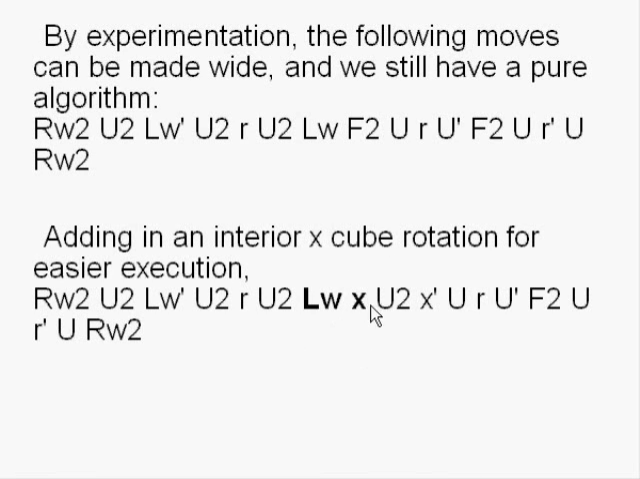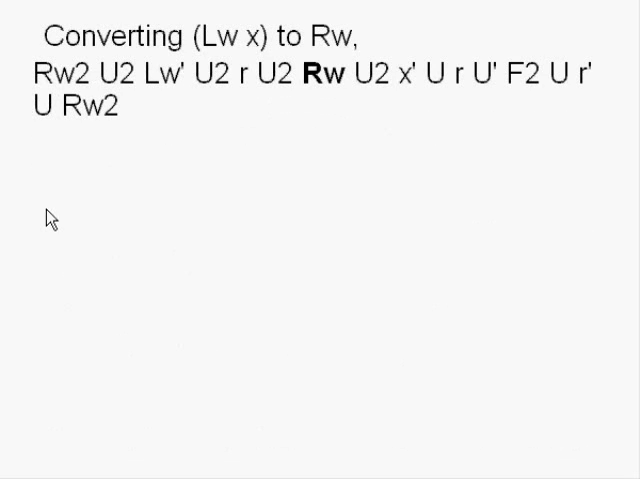If we just made that LWX, that will become a U2. And then we're going to have to invert that X cube rotation before we get to the next face turn. Now, conveniently, we can convert the LWX to RW on the 4x4. Now get rid of that X cube rotation and give us all U2s for this portion of the algorithm, which is pretty neat.